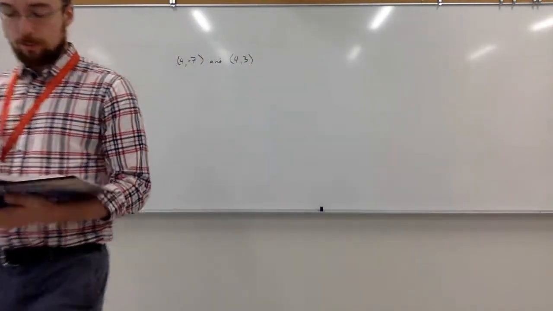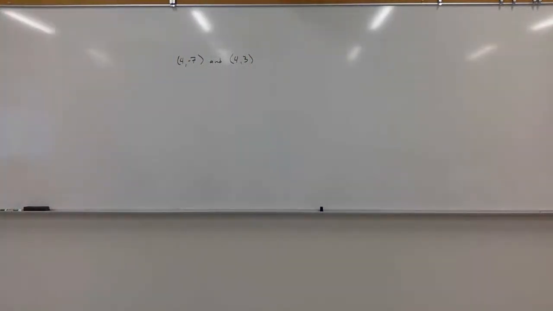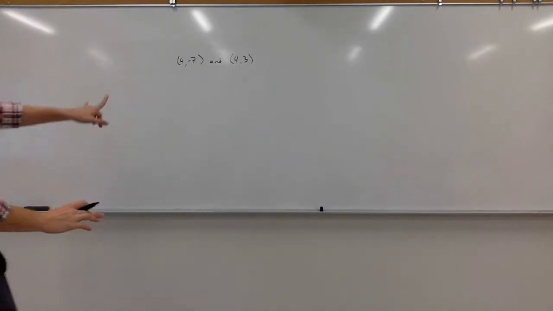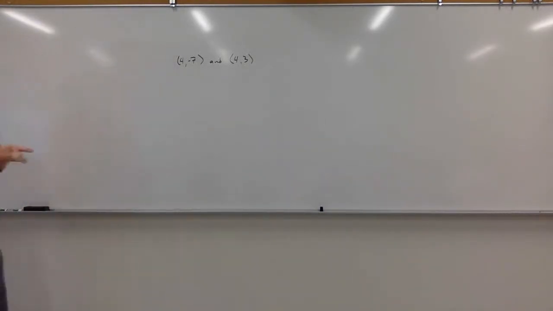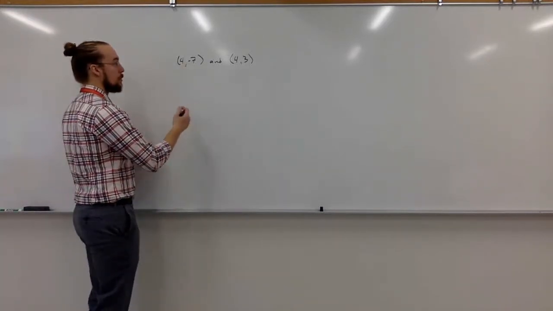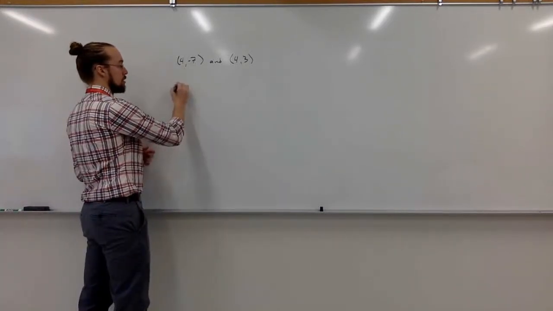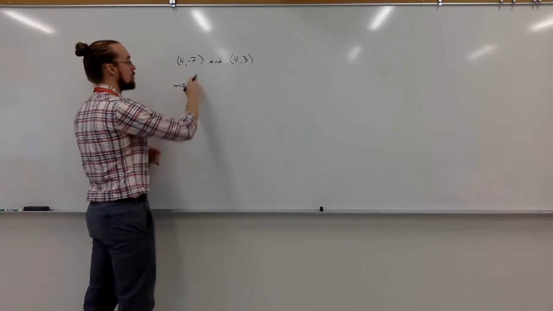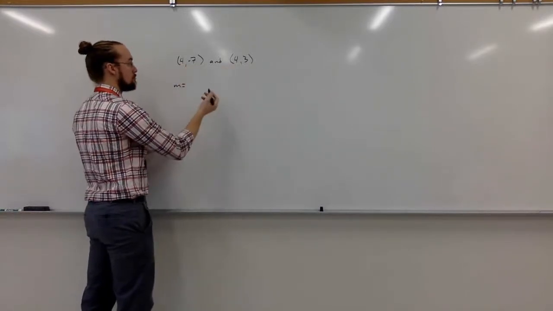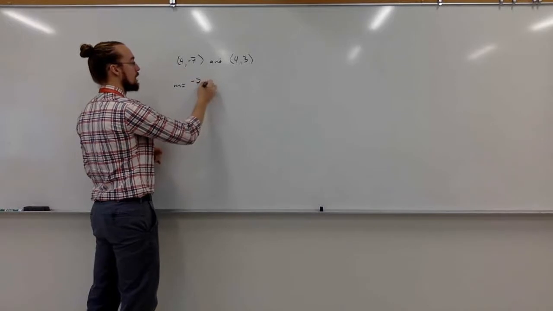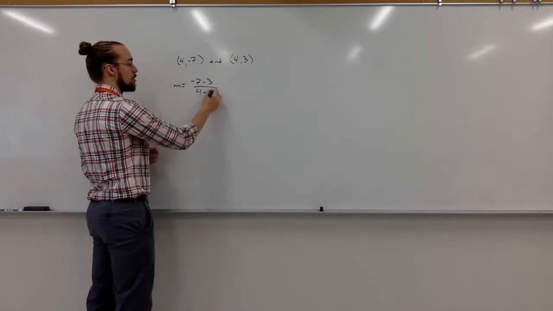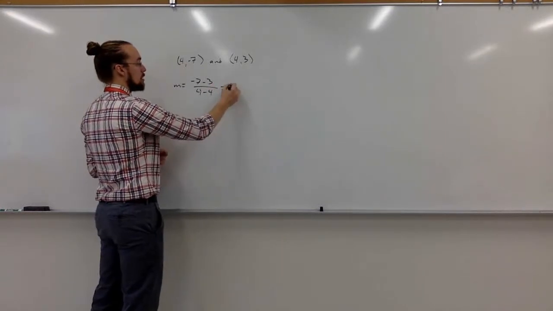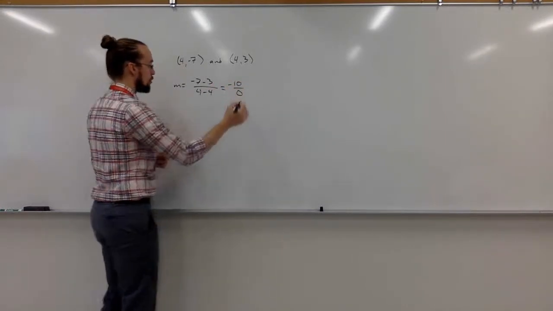Alright, so for 40, we are finding the equation of a line that goes through these points. So the first thing we want to do is find the slope, right? So y2 minus y1 over x2 minus x1. Right, so my y values are -7 and 3. So -7 minus 3 over my x values, 4 minus 4. So I get -10 over 0.